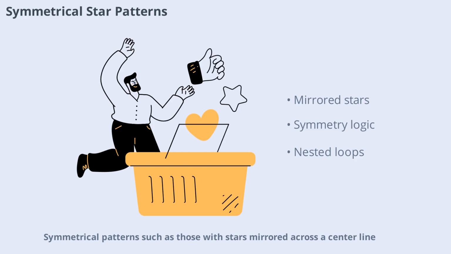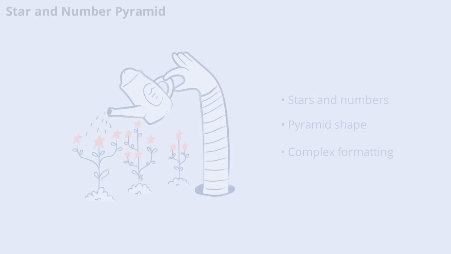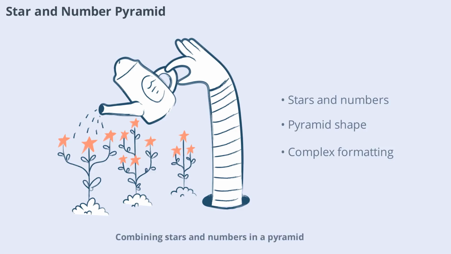Symmetrical patterns, such as those with stars mirrored across a center line, require careful management of spaces and stars. These exercises help you develop a keen eye for symmetry and logic in your code. Combining stars and numbers in a pyramid pattern adds an extra layer of complexity. You'll need to manage both character and number output, often using multiple loops and careful indexing. This is a great way to challenge your formatting skills.